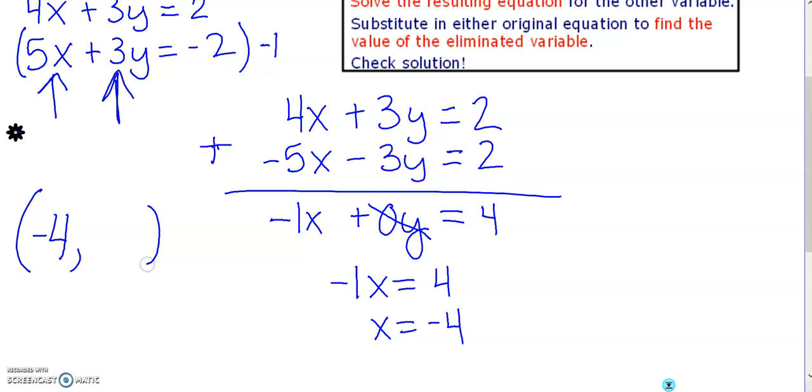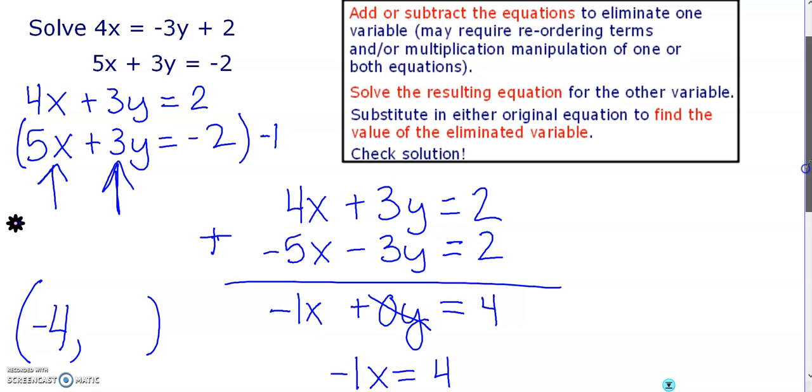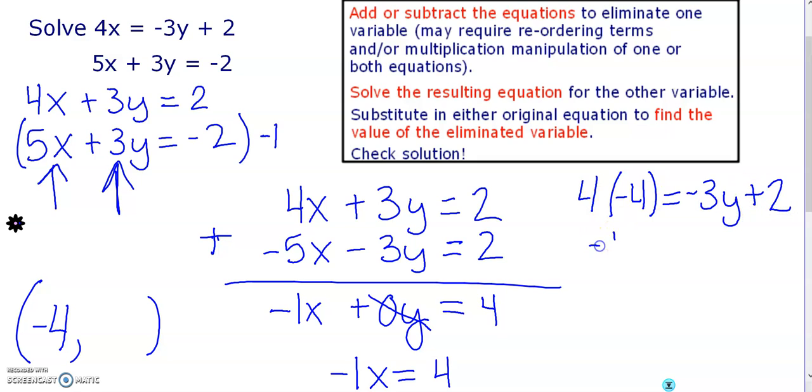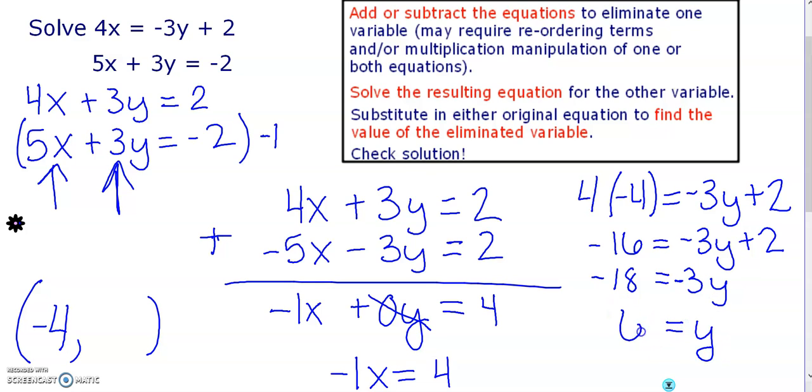Remember, our answer is an ordered pair. So my answer for x is -4, and I'm going to take that -4 and plug it in. I want to go back up to one of my original equations and make sure I solved correctly. You get to choose which one you want to plug it in. I'm going to go ahead and plug it into the first equation. And solve. 4 times -4 is -16. Subtract 2 on both sides. And divide by -3. Our y will be a +6.